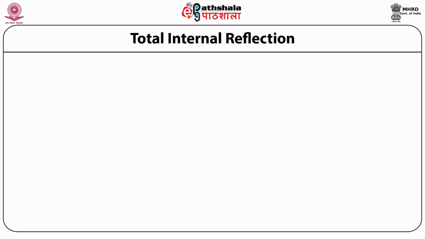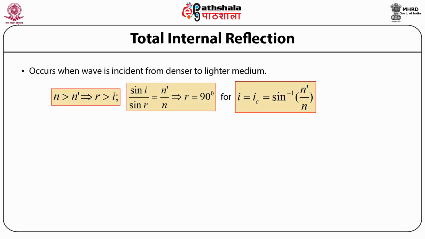Total internal reflection. Now let us consider this special case where the refractive index of medium 1 is greater than the refractive index of medium 2. That is, where the incident wave is in a medium which is denser than the medium in which the refracted wave goes. So for such a case where the electromagnetic wave propagates from a denser to a rarer medium, let us look at what happens, because this leads to a very interesting phenomenon which is known as total internal reflection.